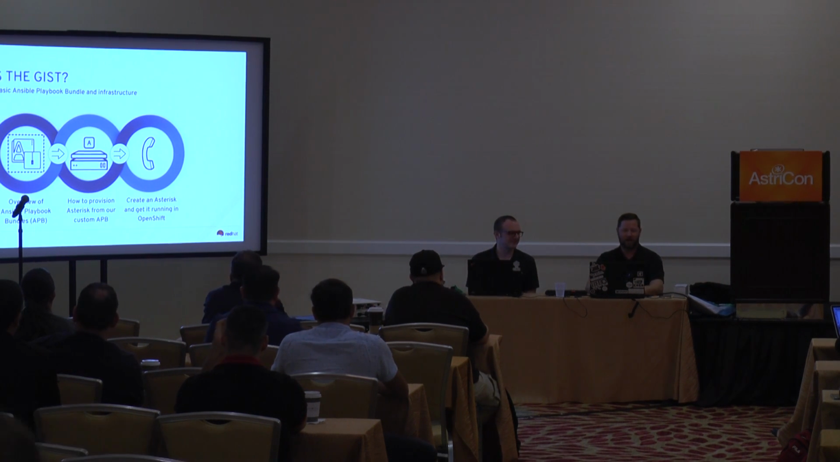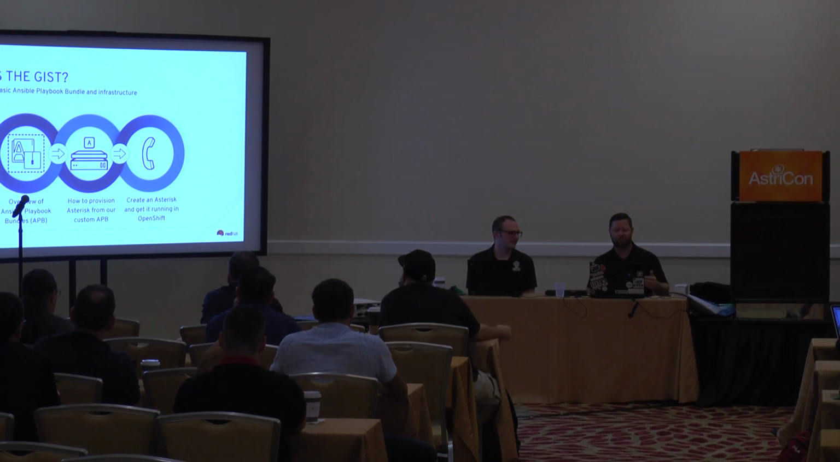probably once. So we're going to create a basic Ansible Playbook Bundle and some infrastructure. I'm going to do an overview of what APBs, or Ansible Playbook Bundles, are, how to provision Asterisk from a custom APB, and create an Asterisk and get it running in OpenShift.